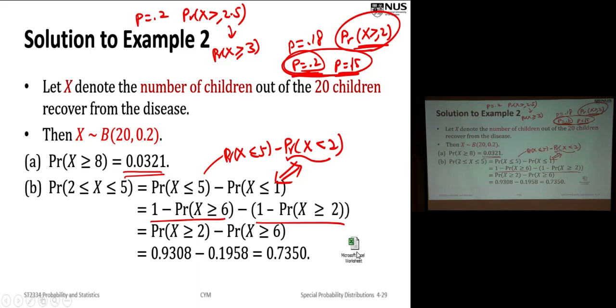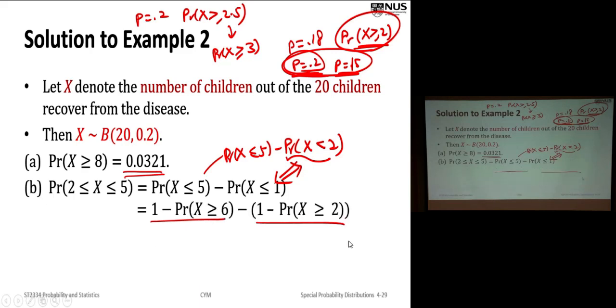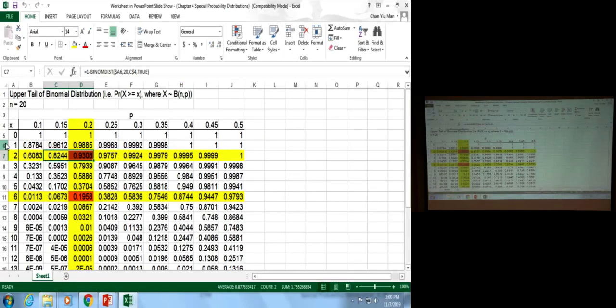Okay. And one more thing that in fact I want to mention. For this table, up to 0.5, how about if P equal to 0.6?